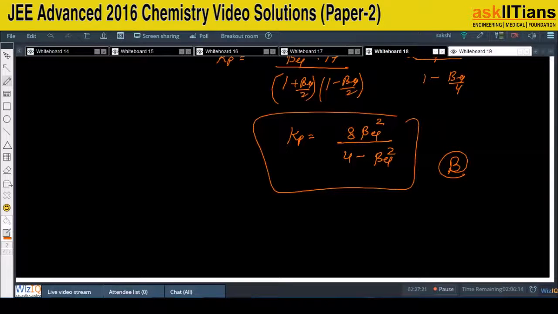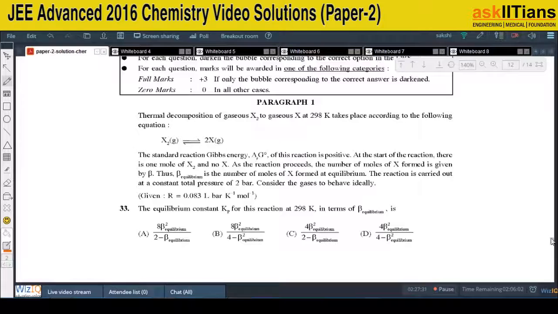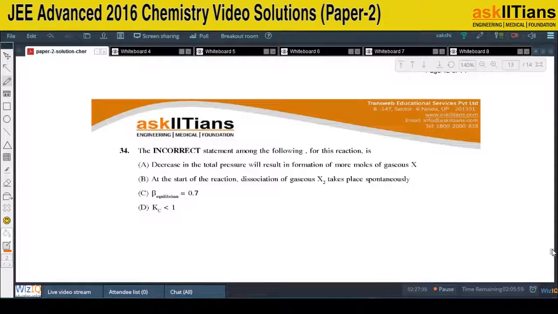Now students, having finished this question, it's time to move over to question number 34. Since this is a continuation of this paragraph itself, let me ask you to read this question. The question says: the incorrect statement among the following for this reaction is. There are 4 options given to you, and you have to find the incorrect statement. The first is, a decrease in the total pressure will result in the formation of more moles of gaseous X. At the start of the reaction, dissociation of gaseous X2 takes place spontaneously. B equilibrium is 0.7 and Kc is less than 1.